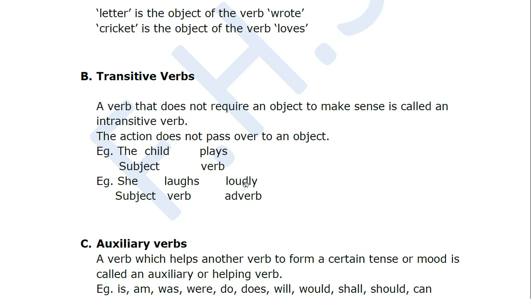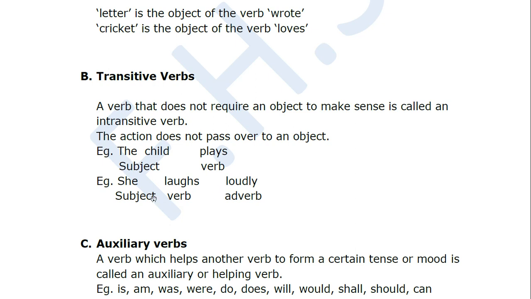This is not a noun or a pronoun. To have an object, it should be a noun or a pronoun. This is an adverb which is describing this. Action is not passing over here. It is only telling you how she laughed. So it's describing this action. So it is an adverb, not a noun or a pronoun. For it to be an object, you need a noun or a pronoun over here. Clear? Okay. So this is an intransitive verb because there is no object.